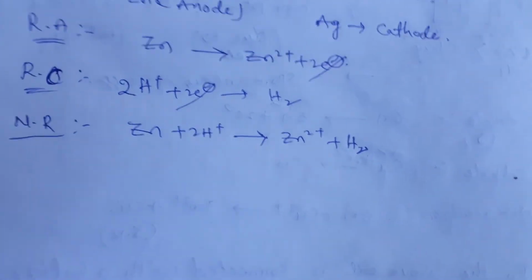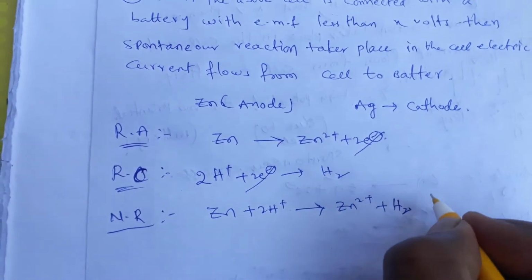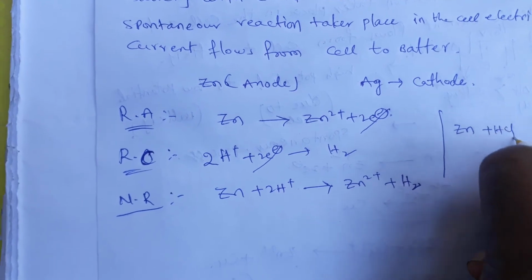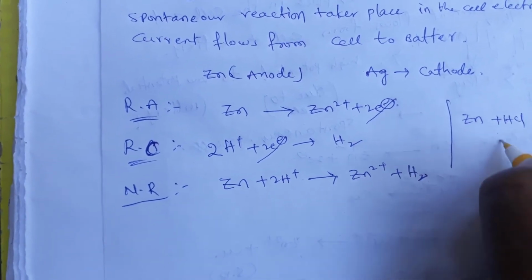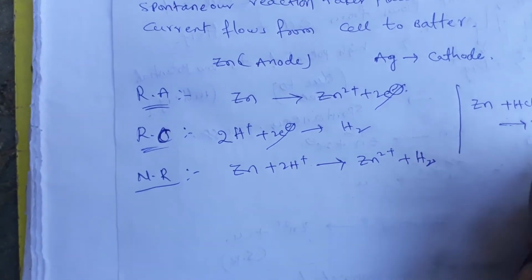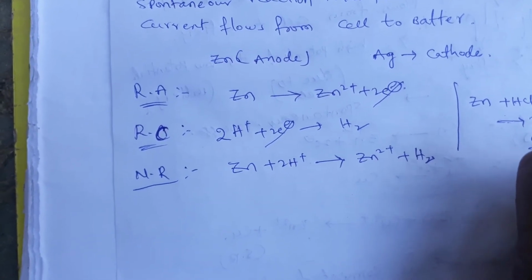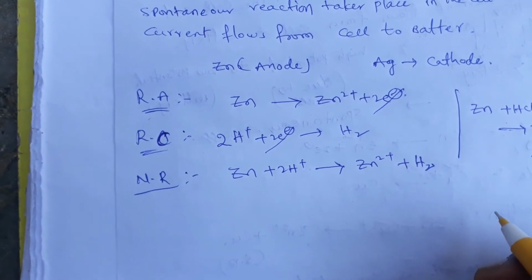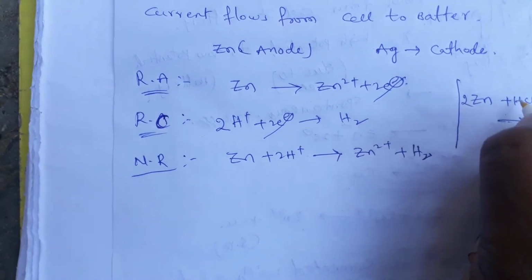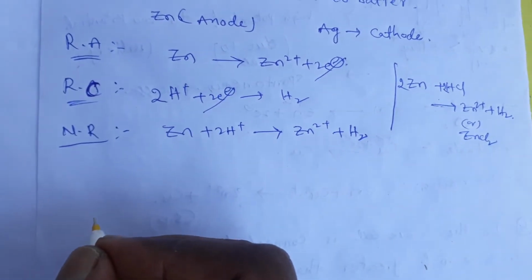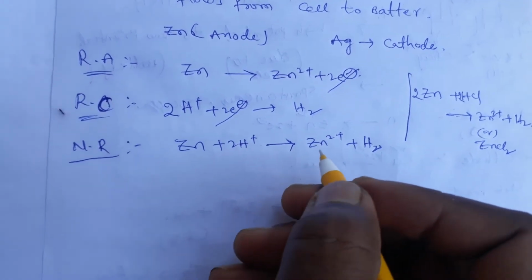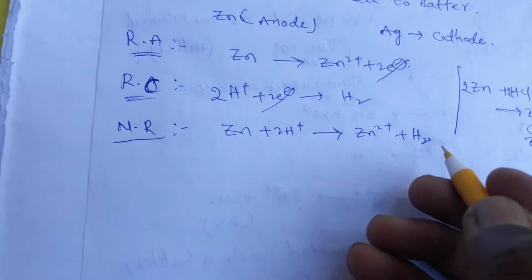So this is the reaction you studied in your class 10. That is, if a zinc rod is immersed in HCl, then it produces zinc chloride and hydrogen gas. So this is the reaction you studied. Zinc and 2 HCl you will take. Like that only, here the reaction is zinc plus 2H+ gives rise to Zn2+ plus H2 gas.